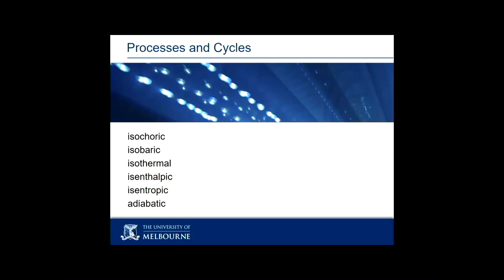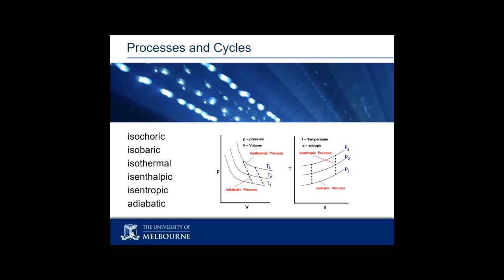And we will learn the code words for each of these processes. Nicely, almost all begin with iso something. Iso means constant. And so we have isochoric, isobaric, isothermal, isenthalpic, isentropic, and then adiabatic, which doesn't have iso, but it means constant something or other. Actually, it doesn't mean constant. It means no heat transfer.